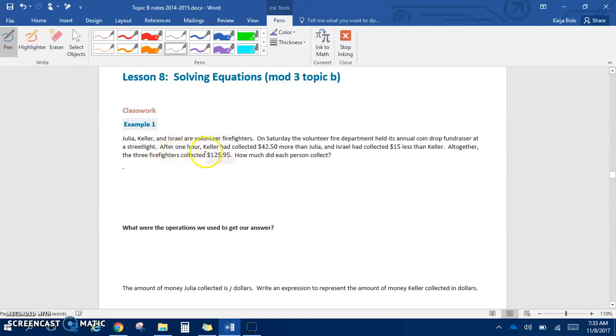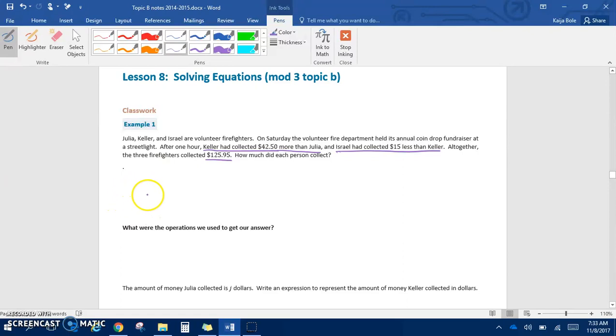After 1 hour, Keller had collected $42.50 more than Julia. Israel had collected $15 less than Keller. Altogether, the three firefighters collected $125.95. How much did each person collect?